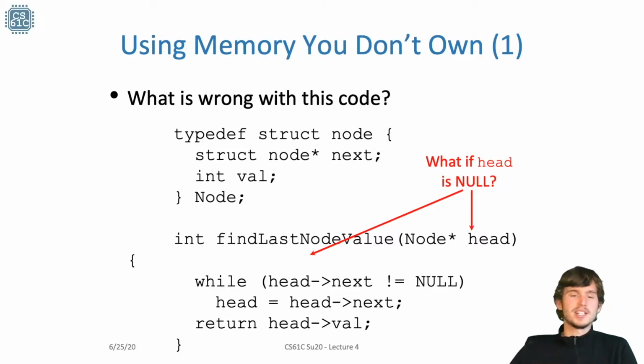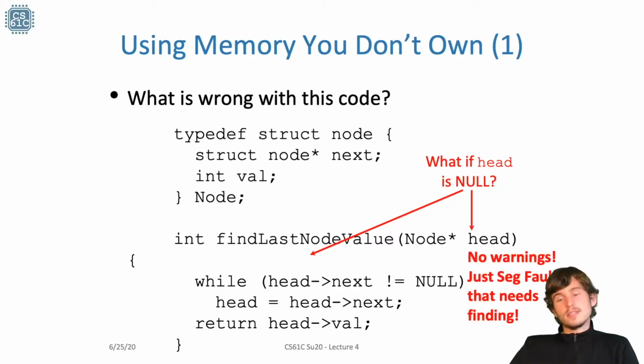There are a few systems that will actually return 0 if you ever dereference null, but in general, this is not the case. So this is a null pointer read-write exception. If head was null, we're going to be reading from the null page, or the first page of memory, which will cause an error.